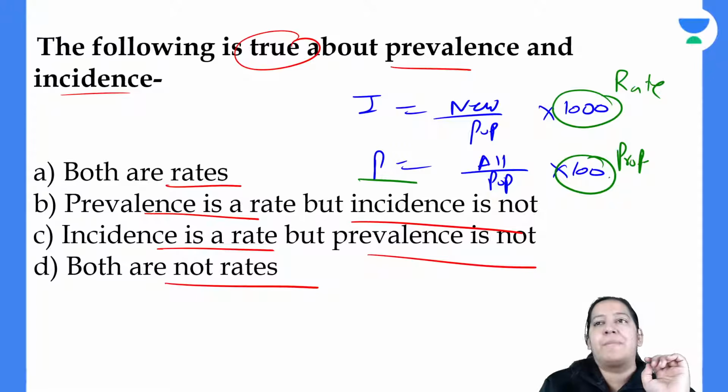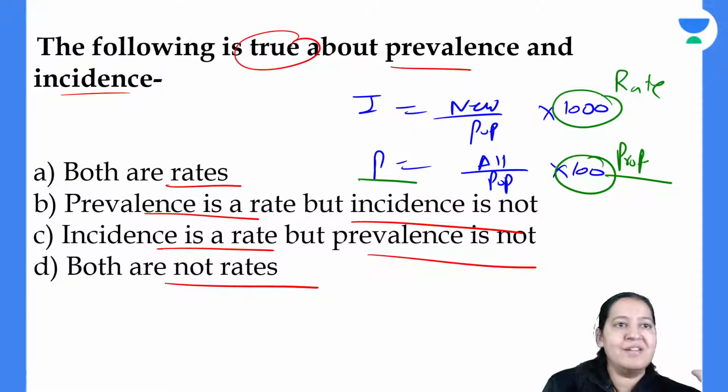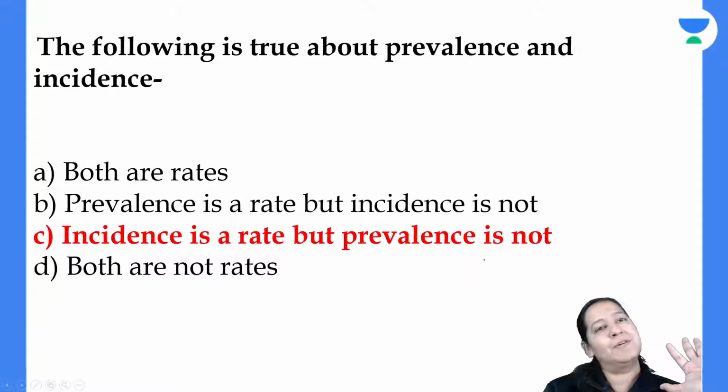You can learn P for P. So now answer it. Who will answer it? Yes. So incidence is a rate, but prevalence is not a rate. It is a proportion. So the correct answer is C. Yes, Rishinika, you are absolutely right. Give me a thumbs up. So the correct answer is C.